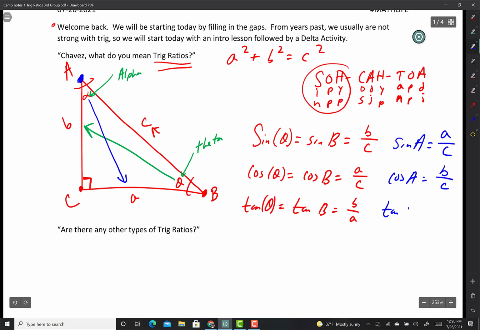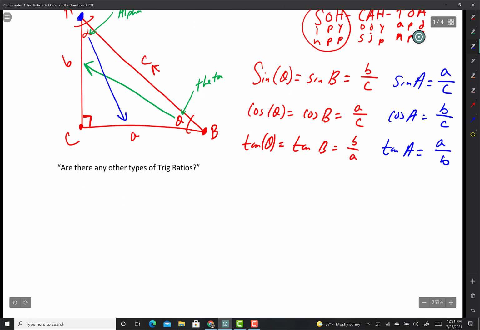And then tan of A, and it's okay if we're wrong. It's perfectly okay if we're wrong. Tan of A is opposite over adjacent. What over what? Yeah, A over B. Good job. There it is. Easy, right? Okay. Are there other types of trig ratios?